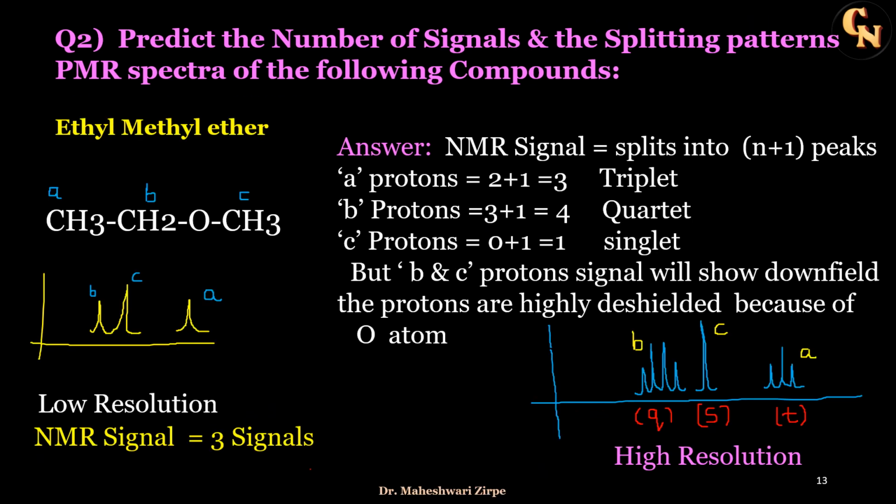Now the next one is the second example. It is ethyl methyl ether. The example we are going to see is ethyl methyl ether, CH3CH2OCH3. For ethyl methyl ether, you will have to first find out how many types of protons are there. As in the answer itself I have written, there are 3 types of protons.